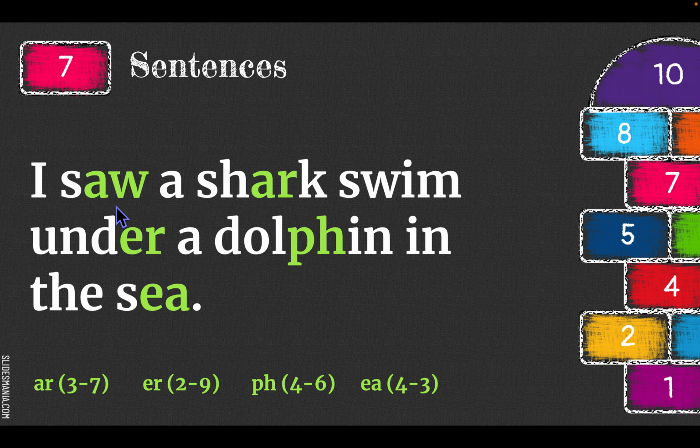I saw a shark. A-R says R. Swim under. We covered in this lesson. Remember that PH says f. Dolphin in the sea. I saw a shark swim under a dolphin in the sea.